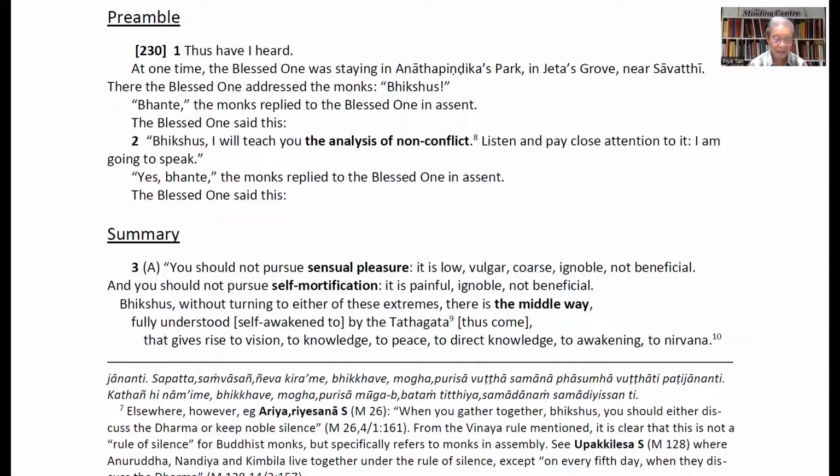But notice the Buddha doesn't stop here. The Buddha doesn't say there are only these two, choose one. Instead, the Buddha said there are these two extremes, but you have to let go of them. There is the middle way.